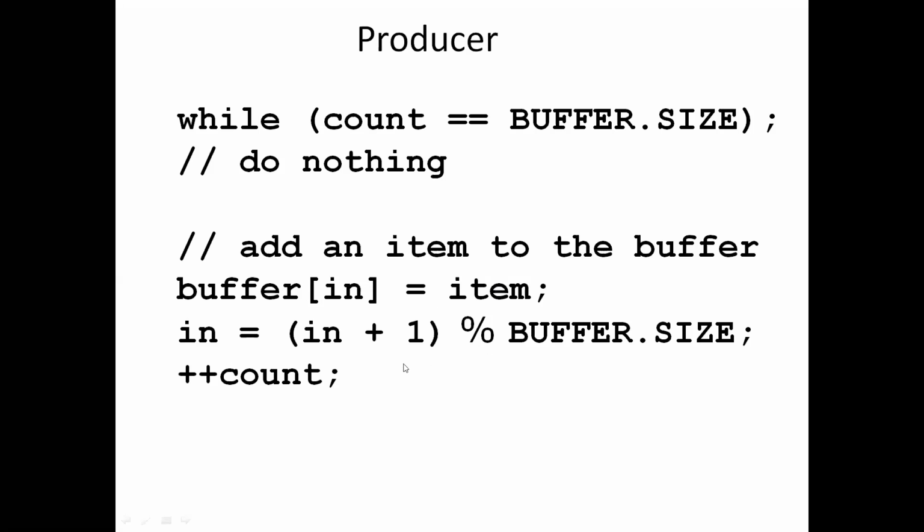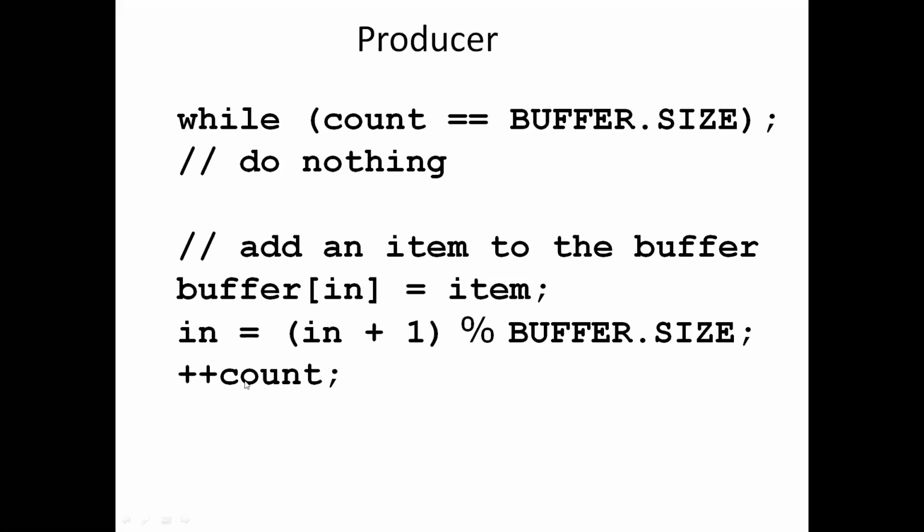Now here we have another statement, that is in equal to in plus 1 mod buffer size. This statement is used to transfer the control from the fourth position to the zeroth position. It's a circular buffer, a circular queue. To change the position from the fourth position to position 0, we are using this statement. If in is equal to 4, then 4 plus 1 is 5, and 5 mod buffer size 5 gives us 0. To transfer the value of in from 4 to 0, we are using this condition.